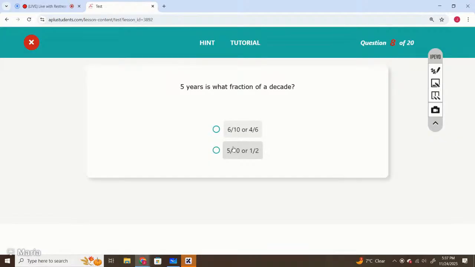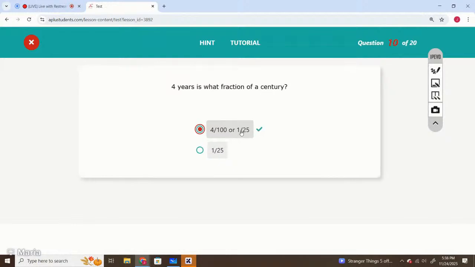5 years is what fraction of a decade? 5 years is 5/10 or one half of the decade. 4 years is what fraction of a century? That is 4/100 or 1/25 of the century.